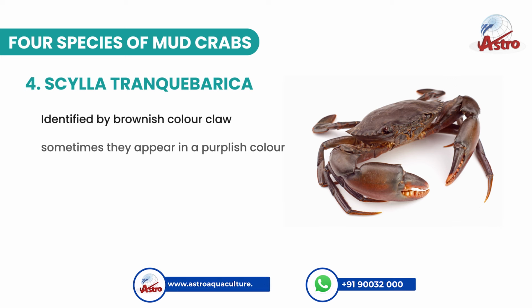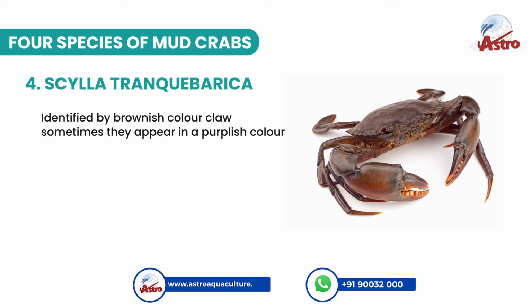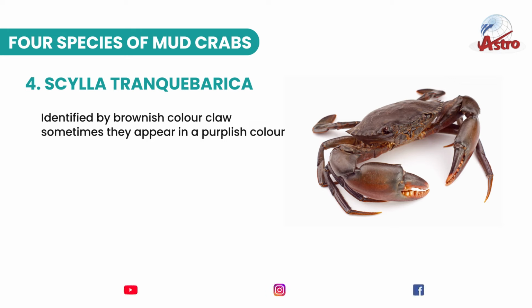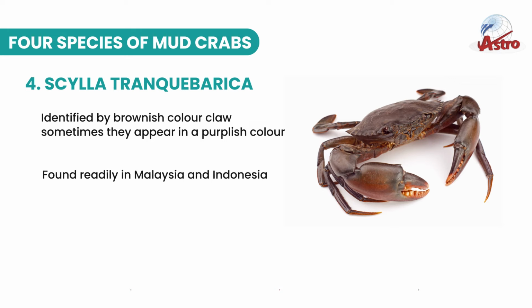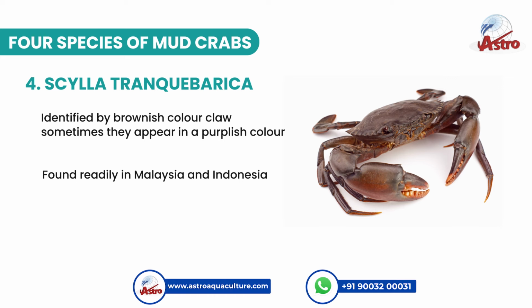4. Scylla tranquebarica. Identified by brownish color claw. Sometimes they appear in a purplish color. Found readily in Malaysia and Indonesia.